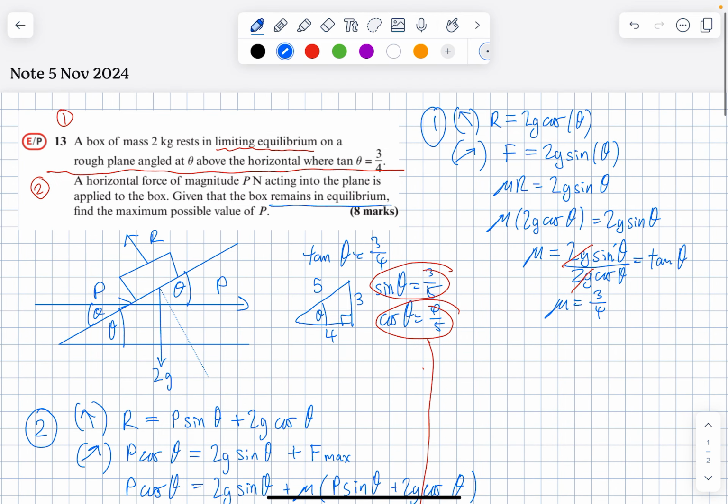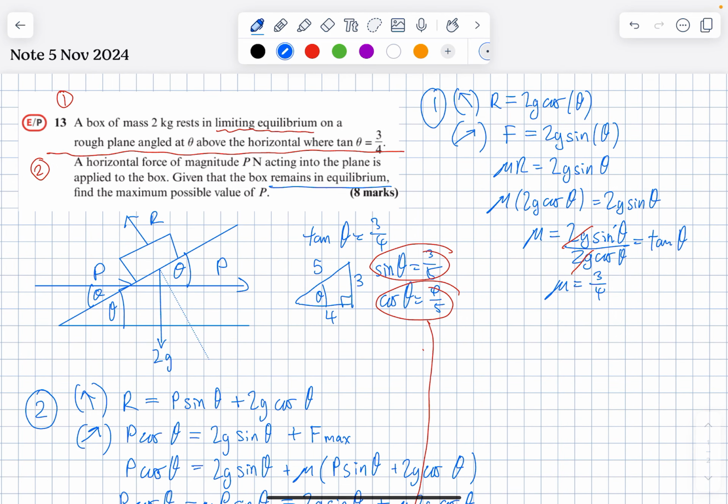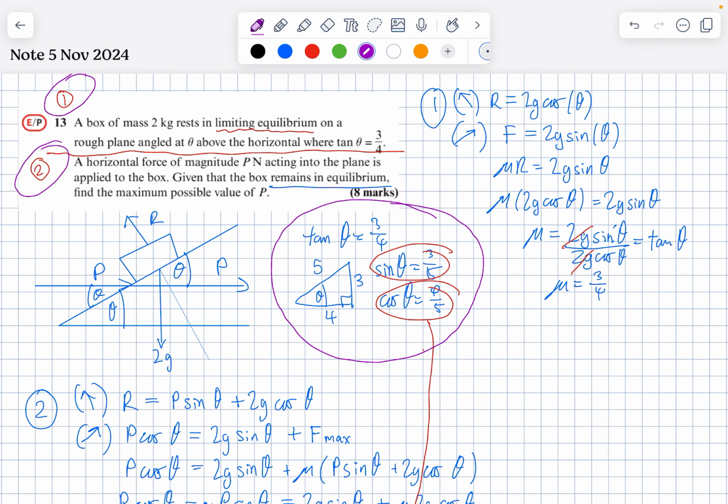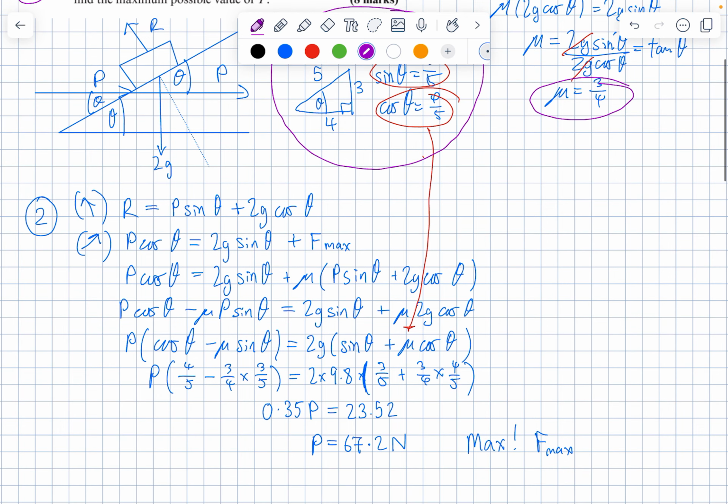Okay, so remember the most important things from here were we used our triangle to find sine and cos, which meant we could do lots of substitution. We broke our question down into two parts, and the first part allowed us to work out what mu was, and then we put in our force of P and worked out what P was. Hope that helps.